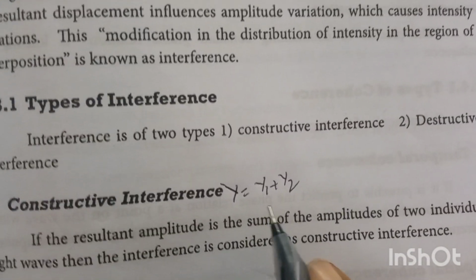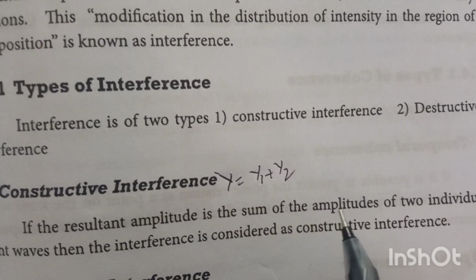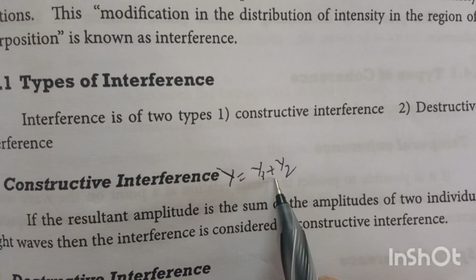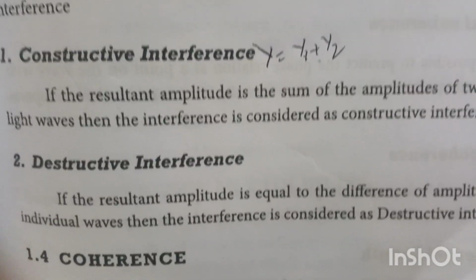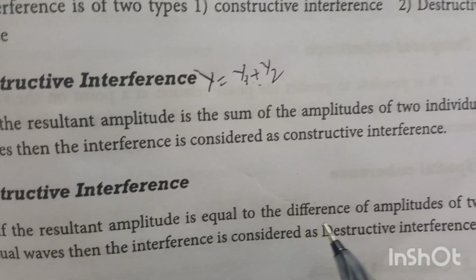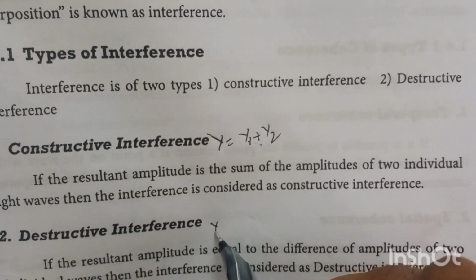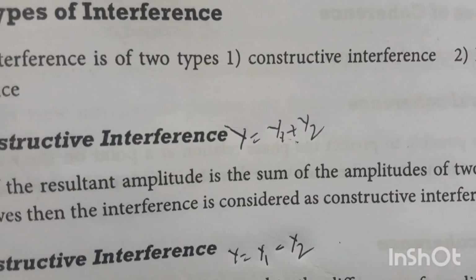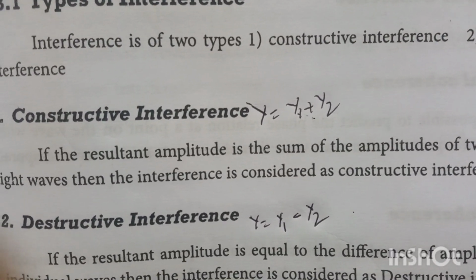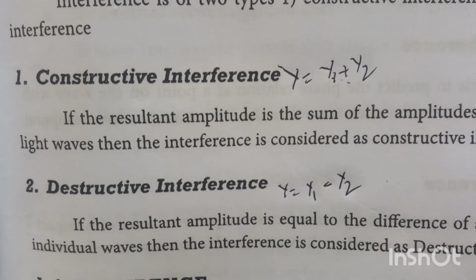The condition is the algebraic sum, that means the resultant amplitude is equal to the sum of the amplitudes of the two individual waves. We can use sum here. For destructive interference we can use the difference. If the resultant amplitude is equal to the difference of the amplitudes of the two individual waves, then that interference can be taken as destructive interference. That can be noted as minus. Difference means minus. So for constructive interference there exist bright fringes. For destructive interference there exist dark fringes.